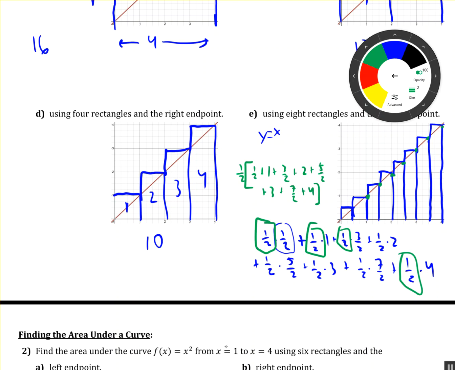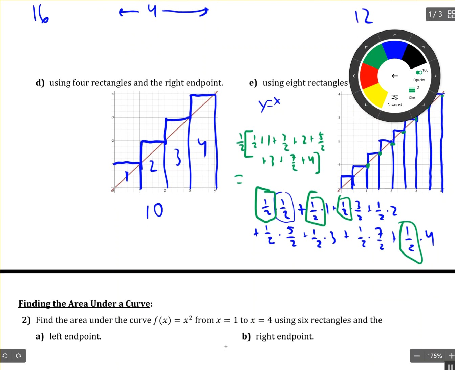So let's just go ahead and actually add those all up. So 1/2 and 7/2 is 4. 3/2 and 5/2 is 4. 1 plus 3 is 4. And yeah, so let's see here. 4 plus 4 plus 4 plus 2. I end up with 18 times 1/2. So I get 9 as my answer.